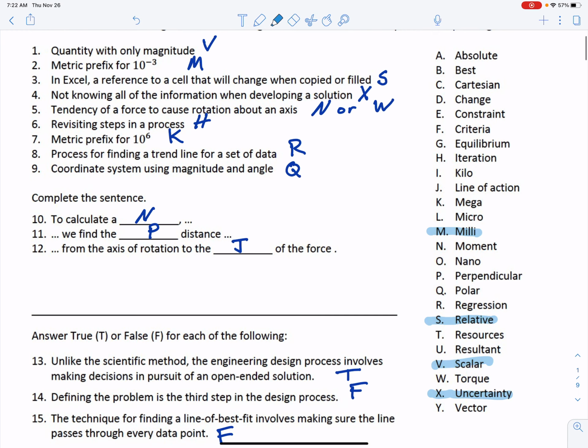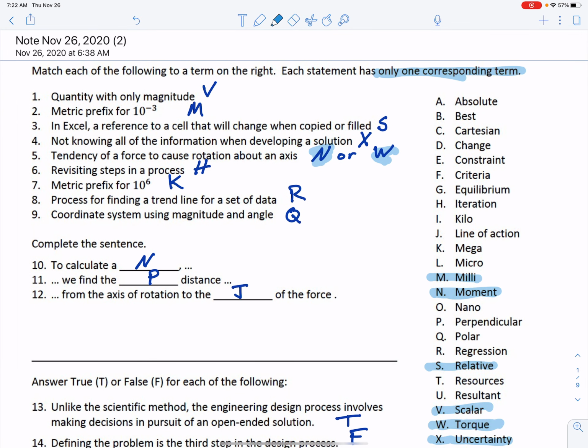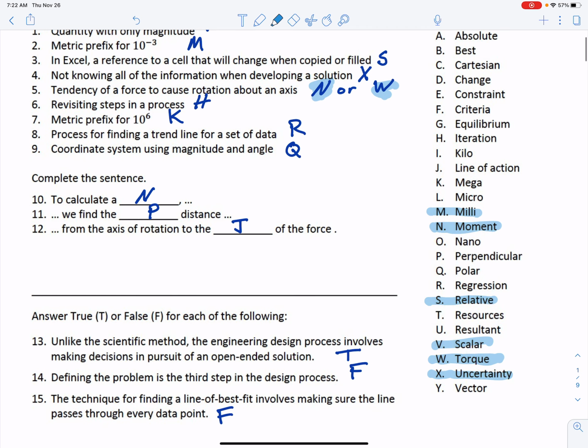Okay, so number 5, the tendency of a force to cause rotation about an axis. I agree there's some ambiguity here. I think N and W. N is moment, all right, and W is torque. Both those are valid answers. Later on, you could eliminate one of those if, I think the problem said there's only one corresponding term. So you could have narrowed it down to just one answer, but we'll go with it. All right, I give you credit for that.